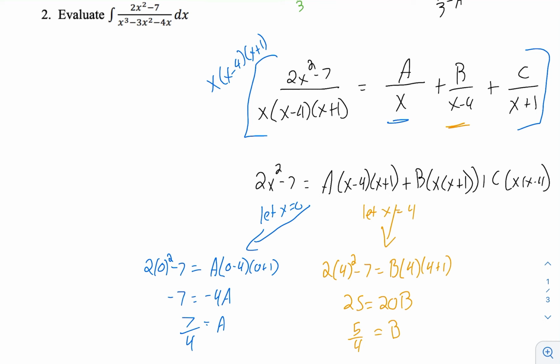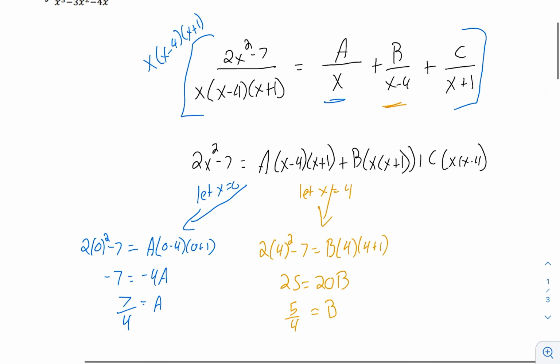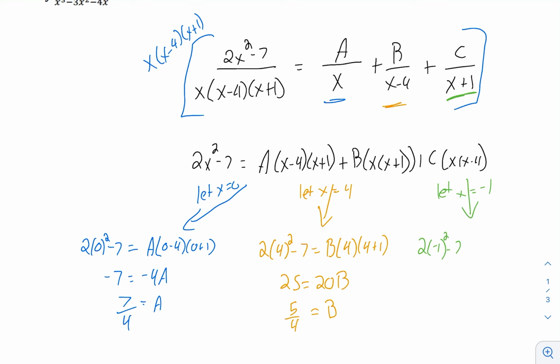And then we'll do that same thing. Finally, this time we'll do this with the last term. So we'll work with letting x equal negative 1. When x equals negative 1, we have 2 times negative 1 squared minus 7. Now everything that has that x plus 1 cancels, so we're just left with c times negative 1 times negative 1 minus 4. As I substitute those values in, we have 2 minus 7, we get negative 5 is equal to negative 1 times negative 5, which is positive 5. So we have positive 5c. When we divide that 5 over, we get c equals negative 1.